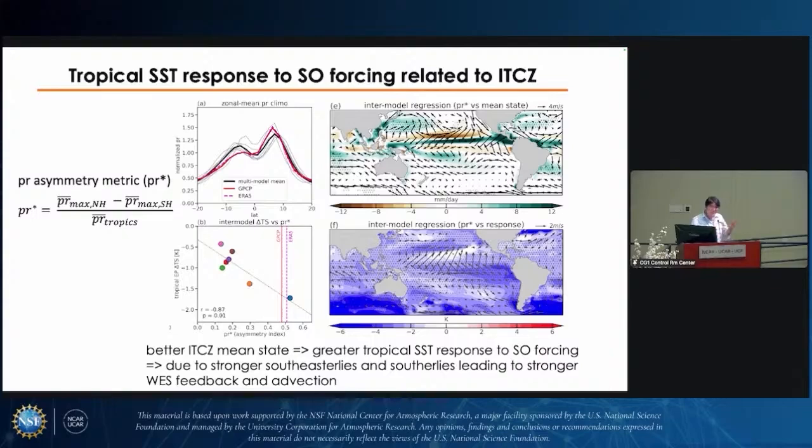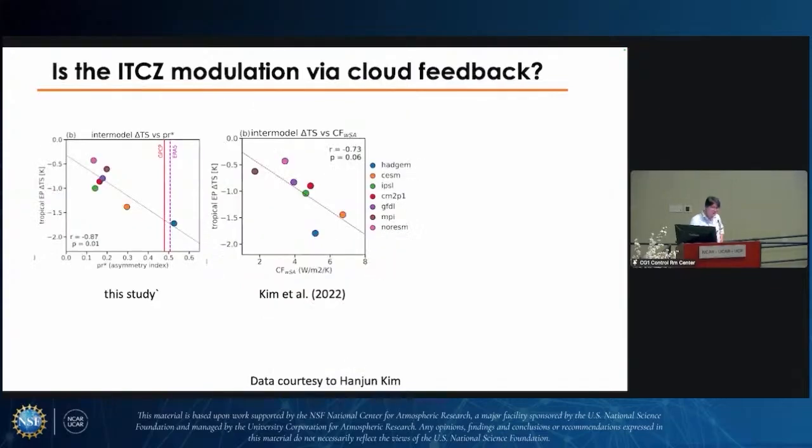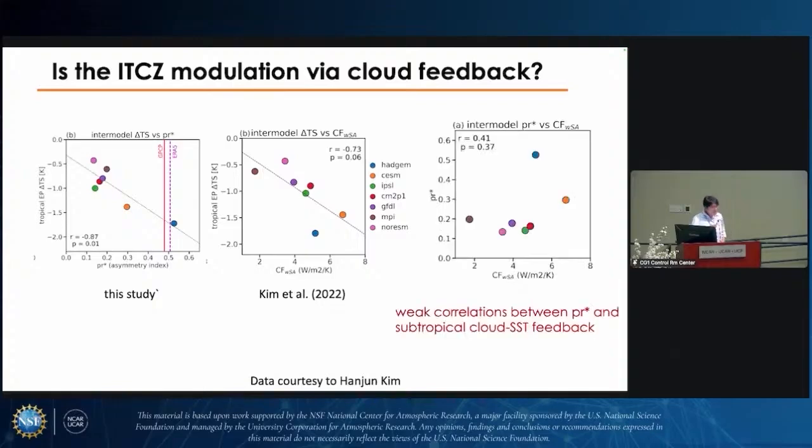So when I saw this strong correlation, I found it very interesting, because we know from the previous study, Kang et al. 2022, the tropical SST response is correlated with models' cloud feedback. And this time, we find the same tropical SST response is also correlated with ITCZ bias. So we asked, are these two quantities even correlated? Did we just happen to capture some statistics instead of a physical mechanism? But it turns out the answer is no.